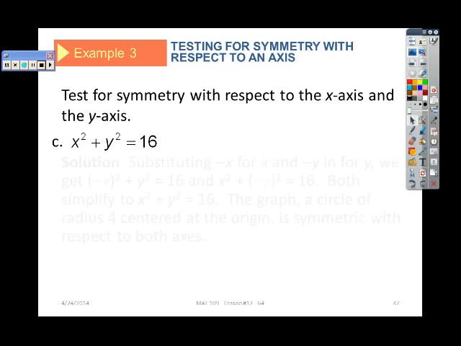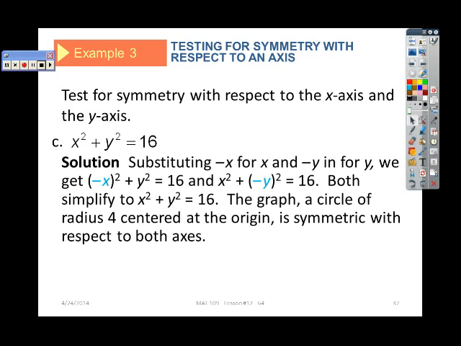With an equation like this, we can check both x and y. If I replace x by minus x, I'm going to get this same thing back again. If I replace y with minus y, I'm going to get the same equation back again. And so it's symmetric with respect to both axes. And if you realize what this graph looks like, then it would be obvious. That's a circle centered on the origin. So it's symmetric with respect to everything.